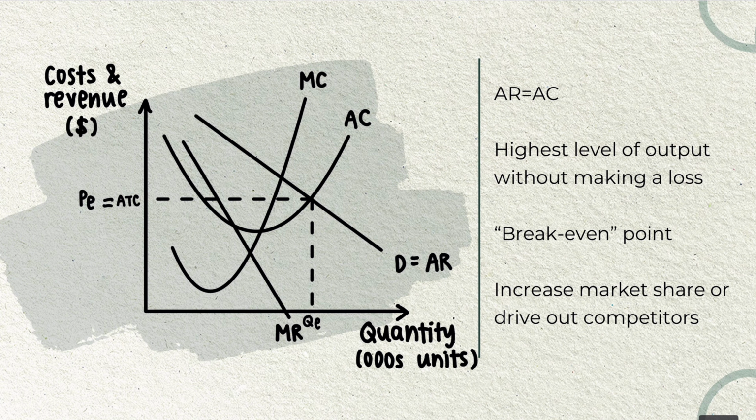And the last objective is sales maximization. This is when average revenue equals average cost. And the ultimate goal of this objective is to produce the highest level of output without making a loss. In business, this is also known as the break-even point. And as you can see on the diagram, the quantity produced is the highest out of the 4 objectives covered. And the reason why they use this strategy is to increase market share or to drive out competitors.